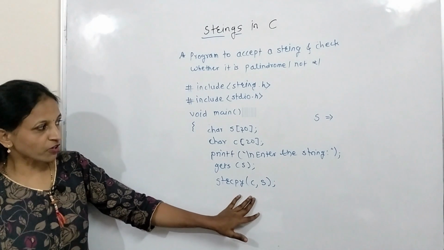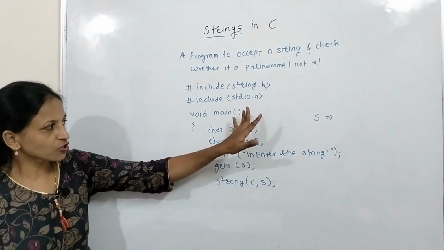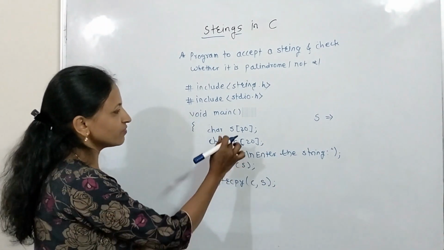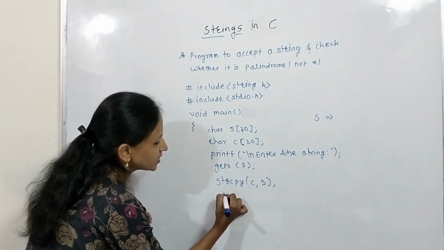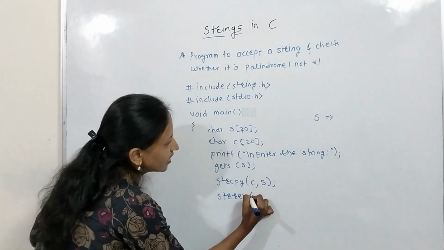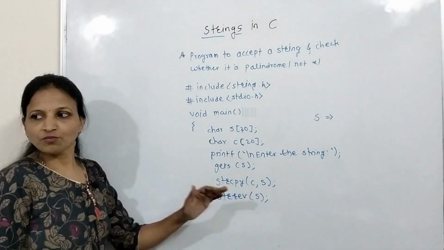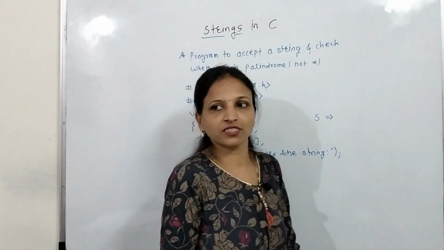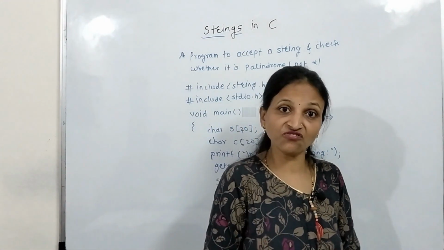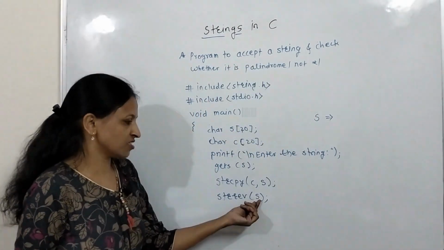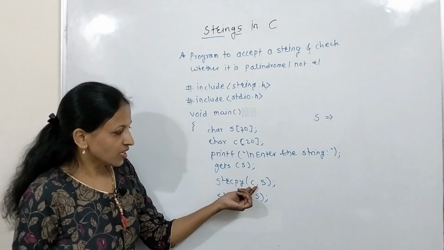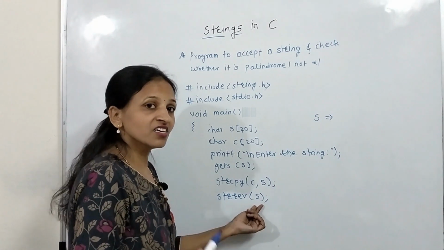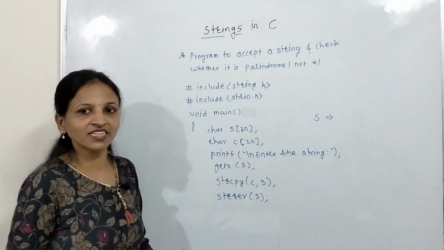Because of this statement, what will happen? Whatever contents of s and whatever contents of c, both will be the same. Now we will reverse that s. How? strrev s. Easy. Because of this statement, s will get reversed, and that s will get affected, will get changed. Now in c there is the original string, and in s there is the reverse string. Now we can compare both the strings.